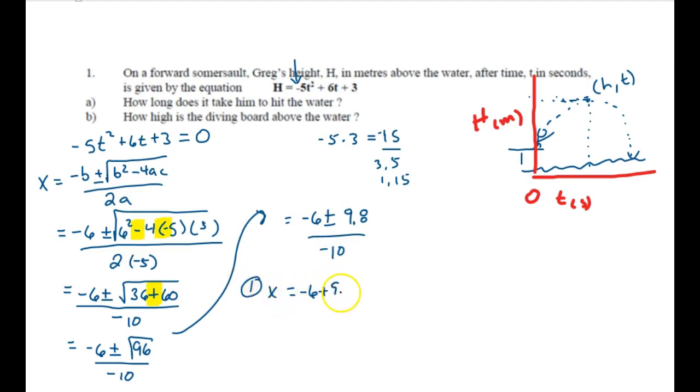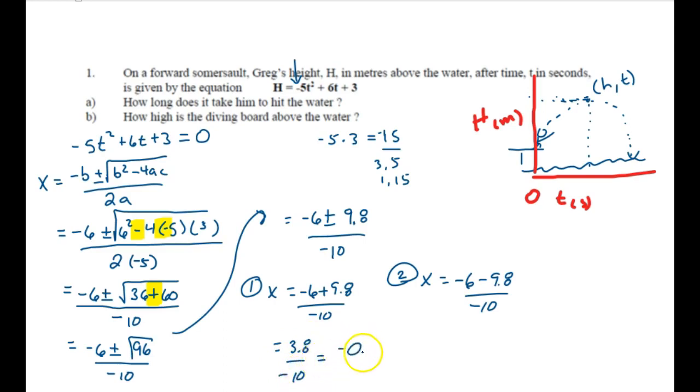Okay, so first answer, -6 plus 9.8 all over -10. Second answer, -6 subtract 9.8 divided by -10. Alright, let's work both out. So you get 3.8 divided by -10, which is -0.38 seconds. We'll come back to this in a moment.